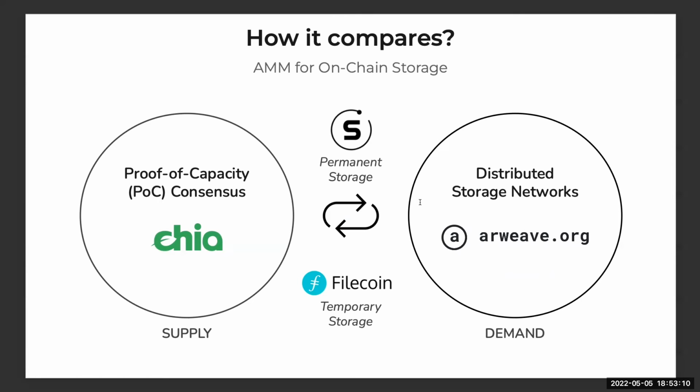If you were to compare this to some other protocols, something like Chia only has a notion of supply. There's no utility. There's no demand. If you were to look at something like Arweave, it only has a notion of demand. It doesn't have a notion of supply, because it's not proof of capacity consensus. It's proof of work consensus at the end of the day. We sort of have both.